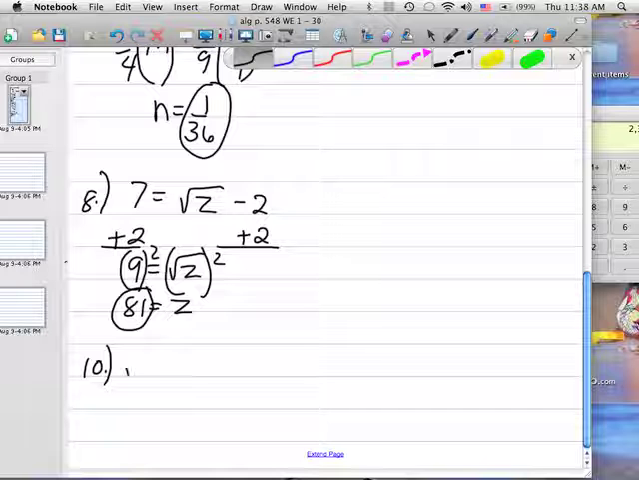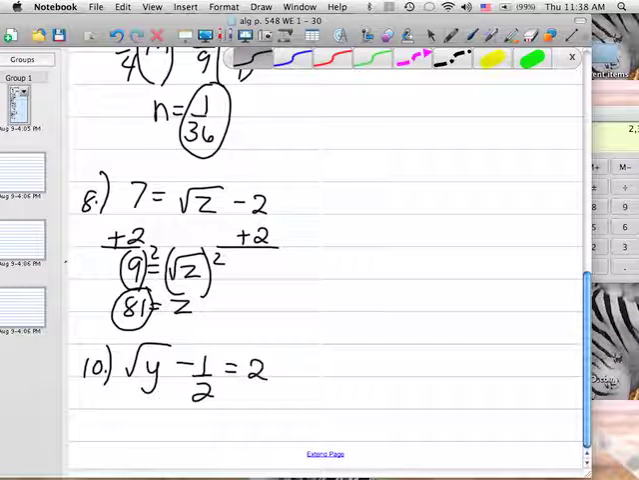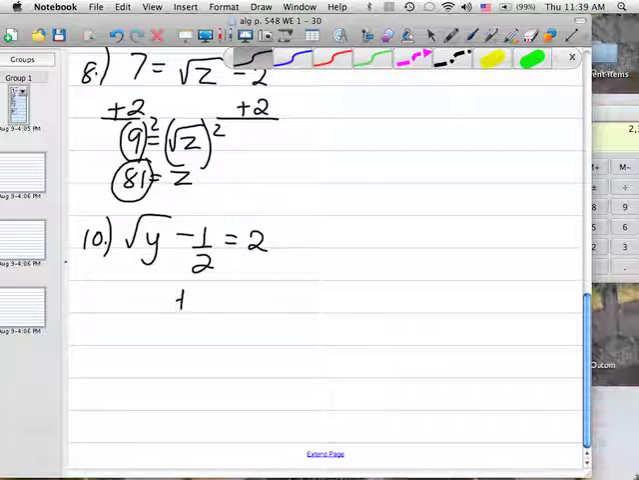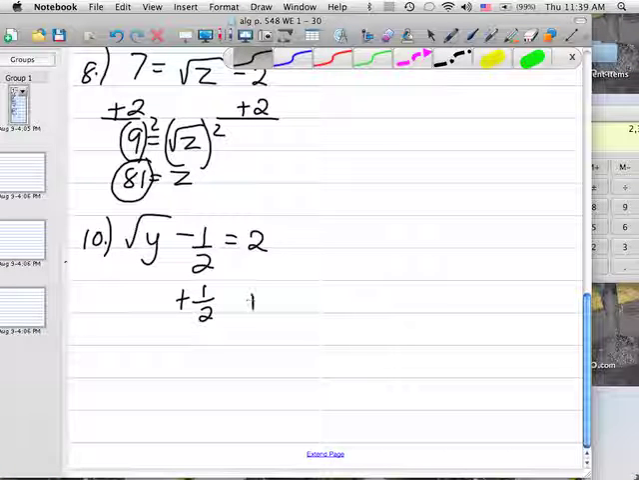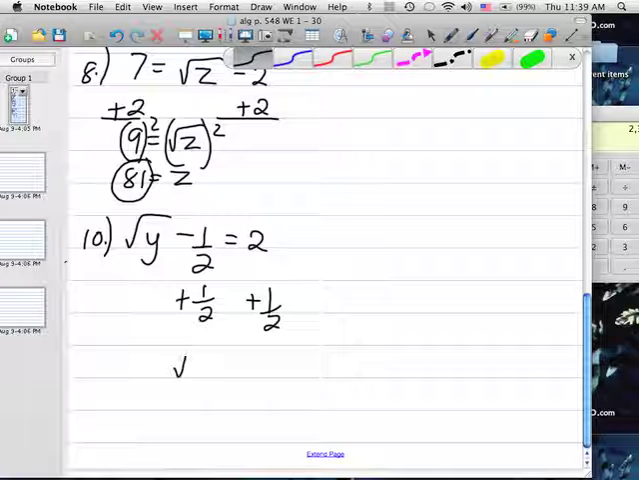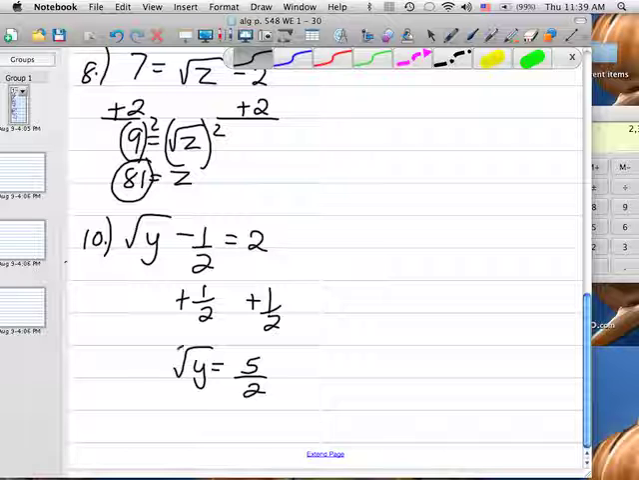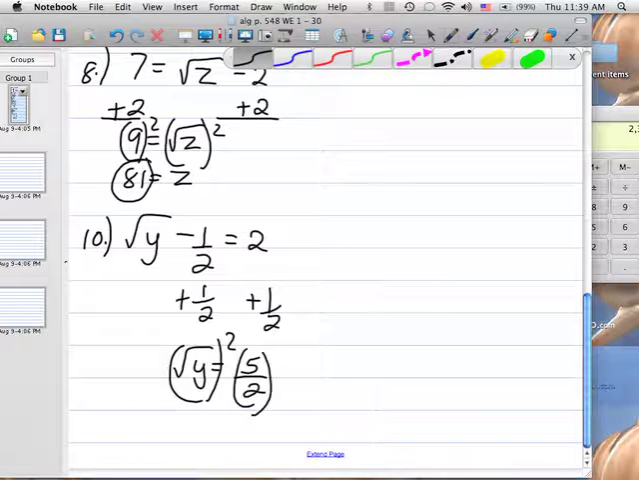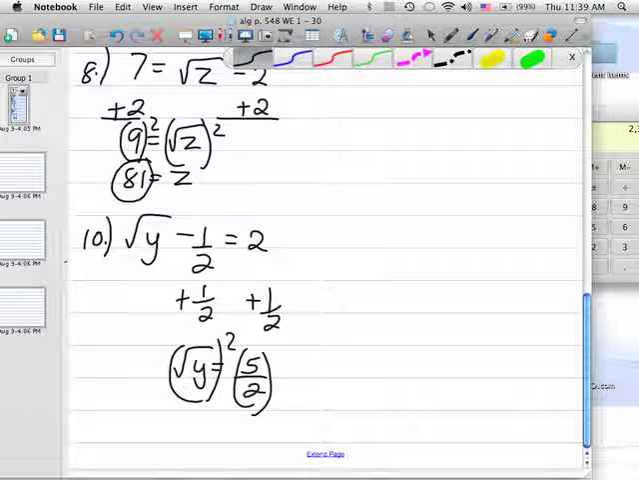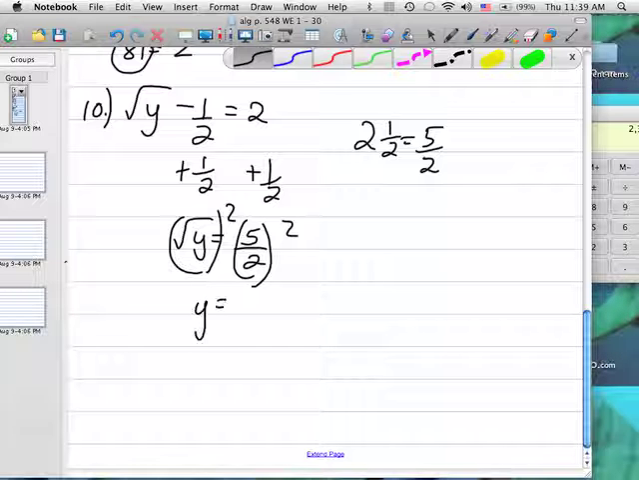Problem number 10, the square root of y minus 1/2 equals 2. Isolate the radical. We're going to add 1/2 to both sides. So we get the square root of y equals 2.5 or 5/2. Squaring both sides, we get y equals 25/4.